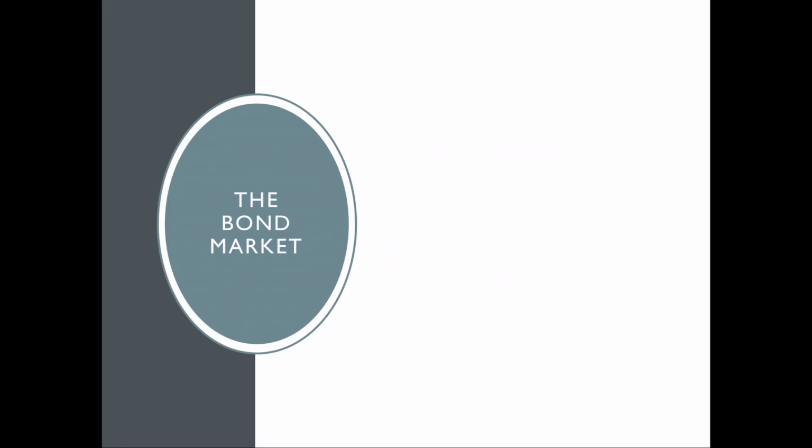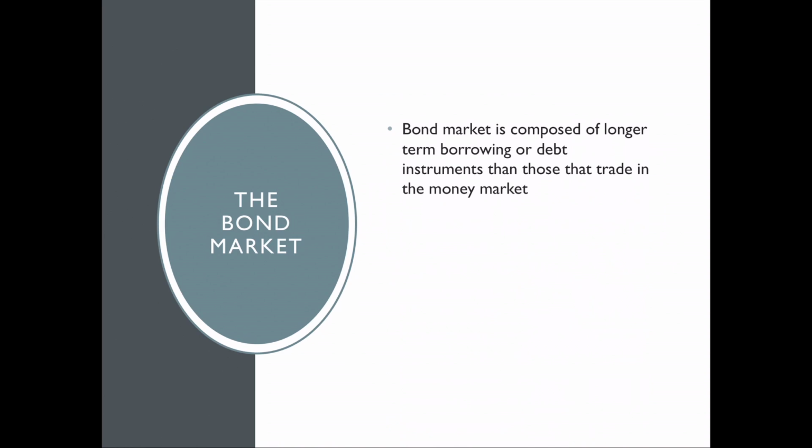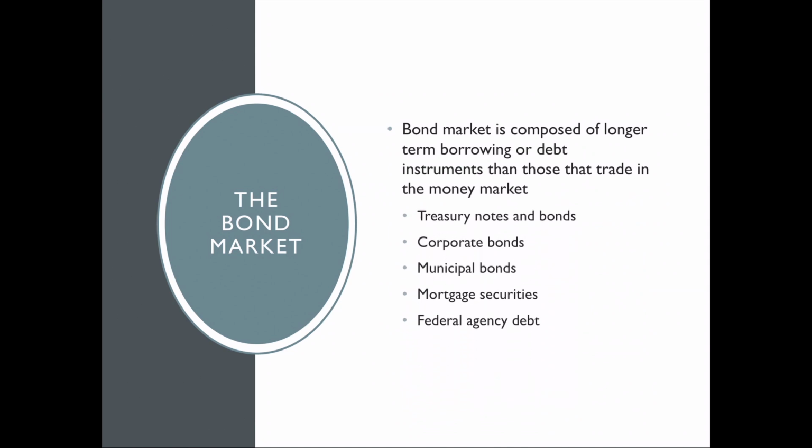These are your long-term investments or long-term securities. First off, we are going to talk about the bond market. The bond market is composed of longer-term borrowing or debt instruments than those that trade in the money market. They include items such as Treasury notes and bonds, corporate bonds, municipal bonds, mortgage securities, federal agency debt, TIPS, so Treasury inflation-protected securities, and international bonds. We'll talk about all of these in more detail in the upcoming slides.